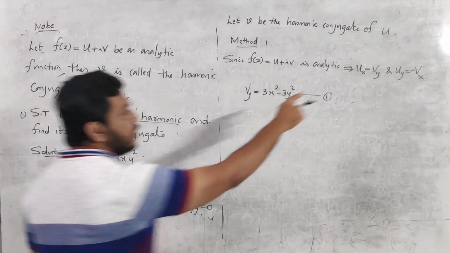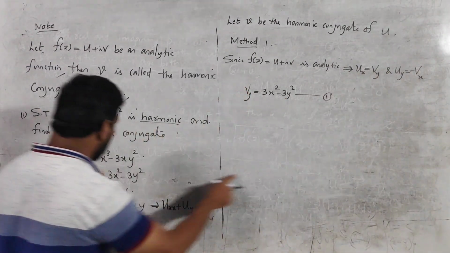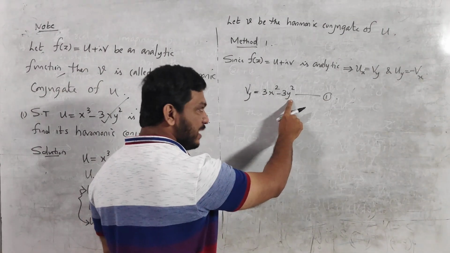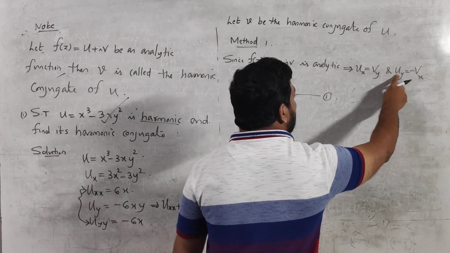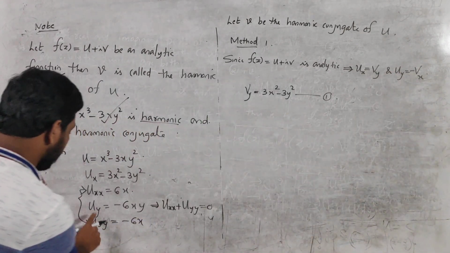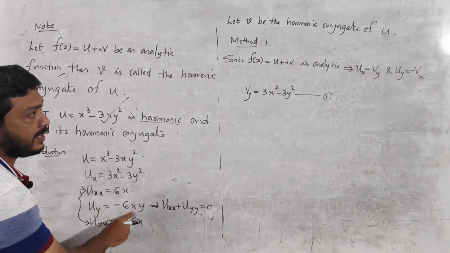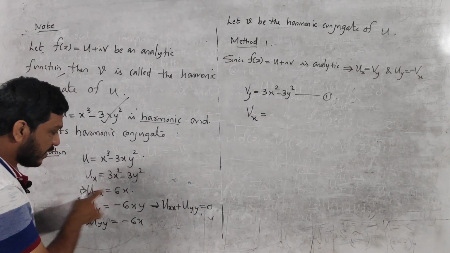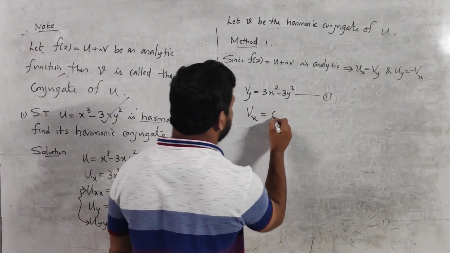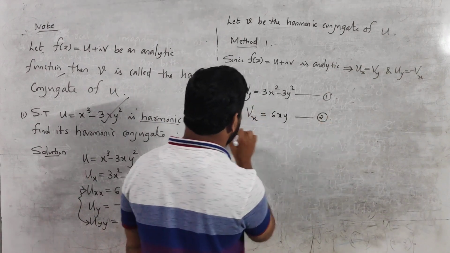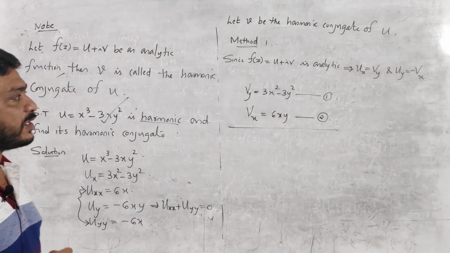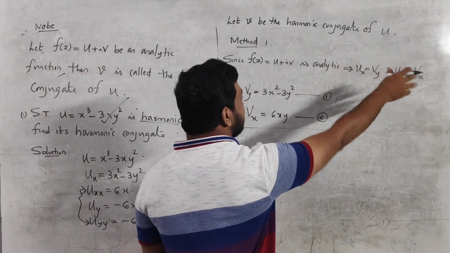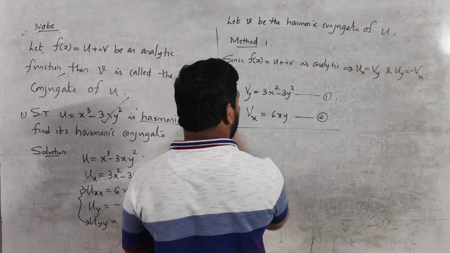How do we get that? We know ux = vy and we know ux = 3x² - 3y², so vy = 3x² - 3y². In the same manner, we know uy = -vx and uy = -6xy. That is why vx is just -uy, which is +6xy. It is equation number 2. So we get equations 1 and 2. This is one method: since the function is analytic, we have ux = vy and uy = -vx, and from these we get these equations.